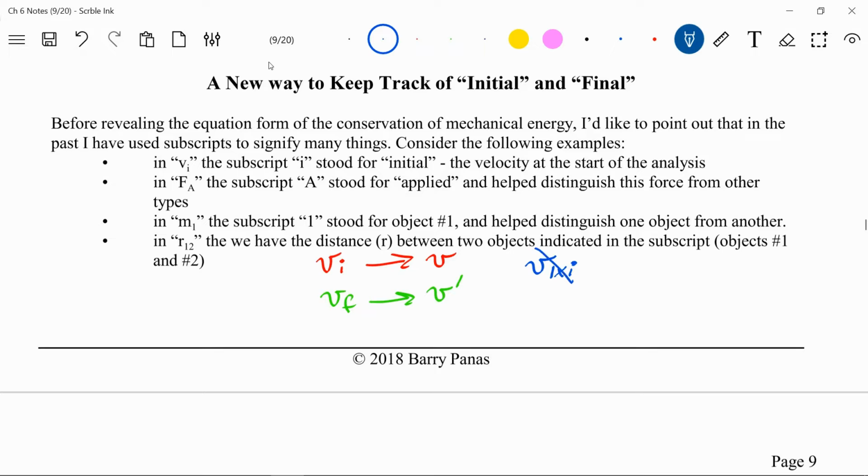So rather than saying something like that, I would prefer to say the velocity of object number 1 in the x, and it would be understood that that was the initial value. Instead of saying the velocity of object number 1 in the x final, it is so much nicer to say the velocity of object number 1 in the x prime. Means the same thing, but let's not write it the long way. Okay, so get used to those primes. Prime is just a really nice way of saying effectively the same thing as final.